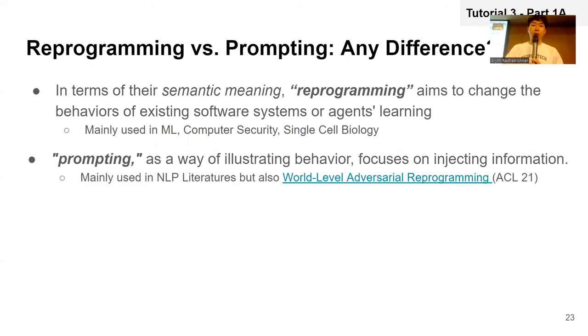Prompting has another semantic meaning, usually referring to a way to elicit behavior. For example, if I pump my toilet, it's a way we can focus on information injection for fixing. This method actually emerged around the same time as the first paper on reprogramming in 2018. The first series of prompting work also happened between 2018 and 2019. But now it mainly appears in the NLP literature because it's much easier to understand as a behavior. But there is also one popular method they call word level universal reprogramming. They actually have similar things in this trainable token space design.